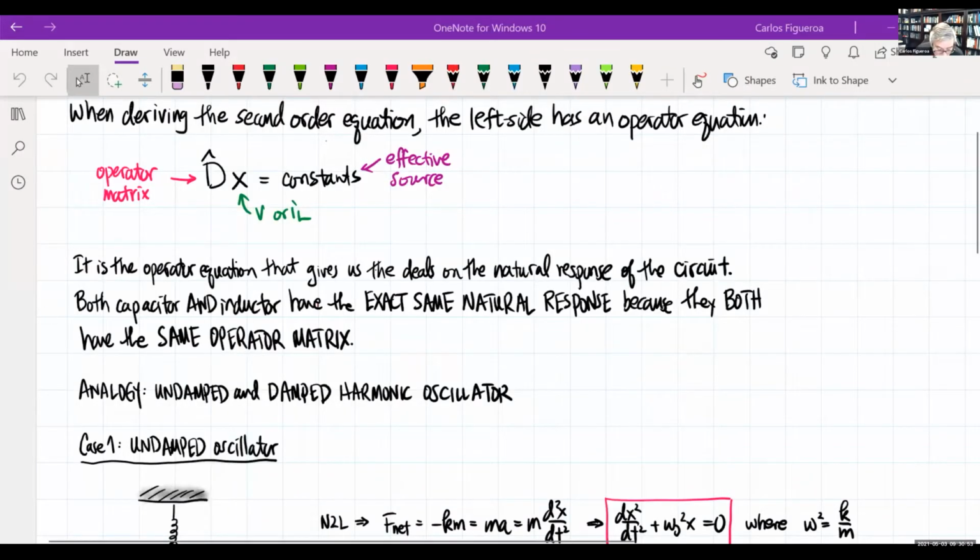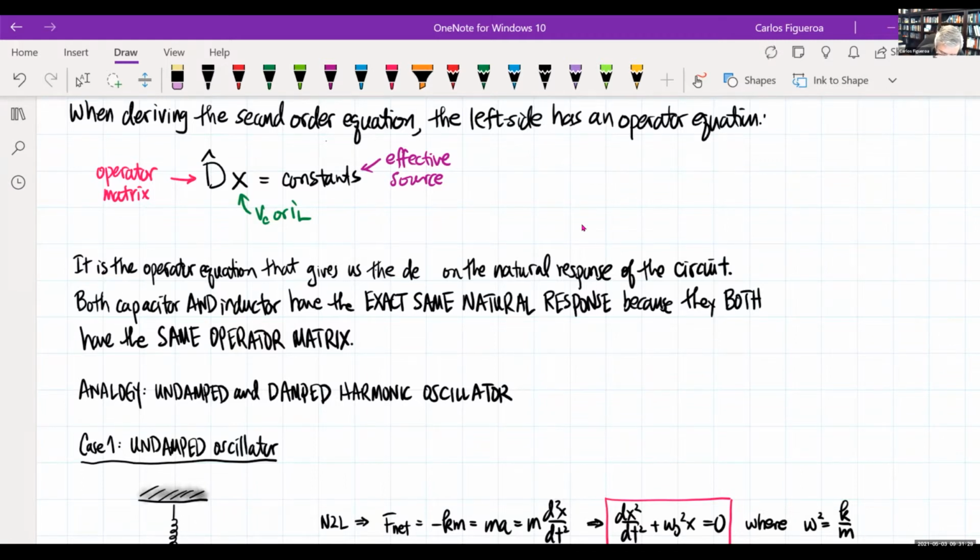So here we go. This is what I was thinking here. When deriving the second order equation, we saw that the left side had an operator equation. Sometimes I call it the operator matrix, sometimes I call it the cofactors. And of course, X is either going to be VC or IL. And then the constants on the right are the effective sources. So it is the operator matrix or equation that gives us the details. Look at that. Gives us the deals.